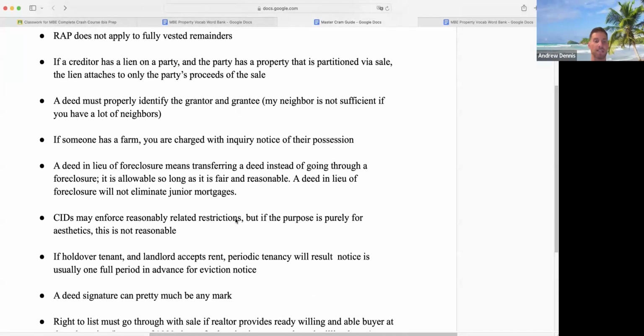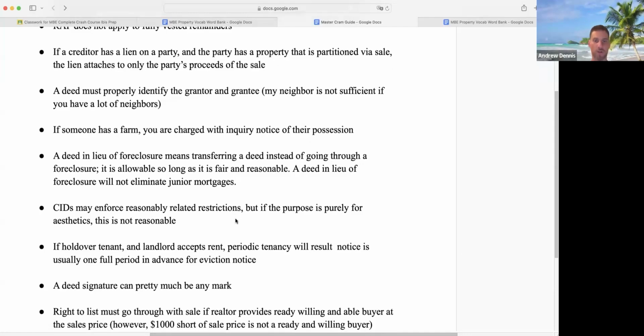A deed must properly identify the grantor and grantee. So "my neighbor" is not sufficient if you have a lot of neighbors. But if you say "my neighbor with the 3 Hondas, the horse, and the dog named Charlie," and that's the only neighbor who has that, then it would probably be sufficient. If someone has a farm, you're charged with inquiry notice.